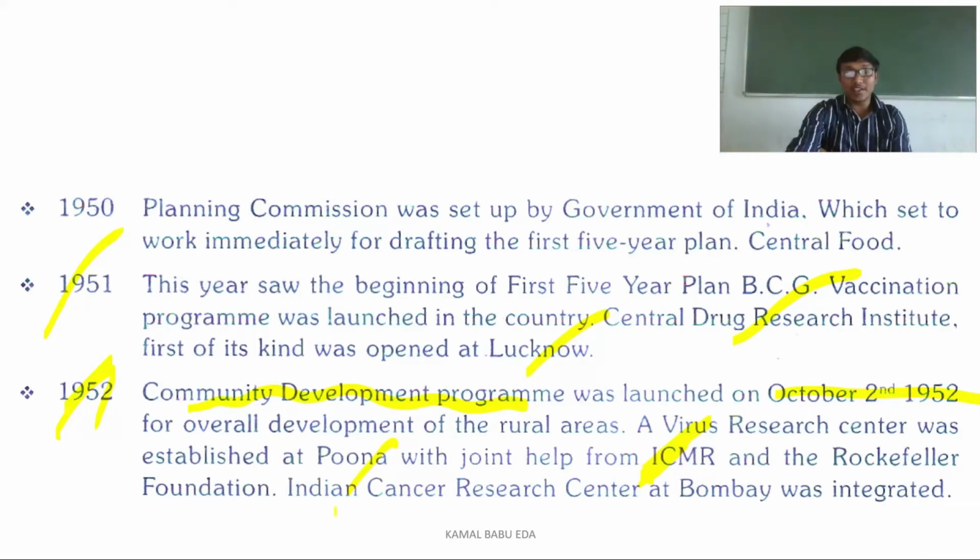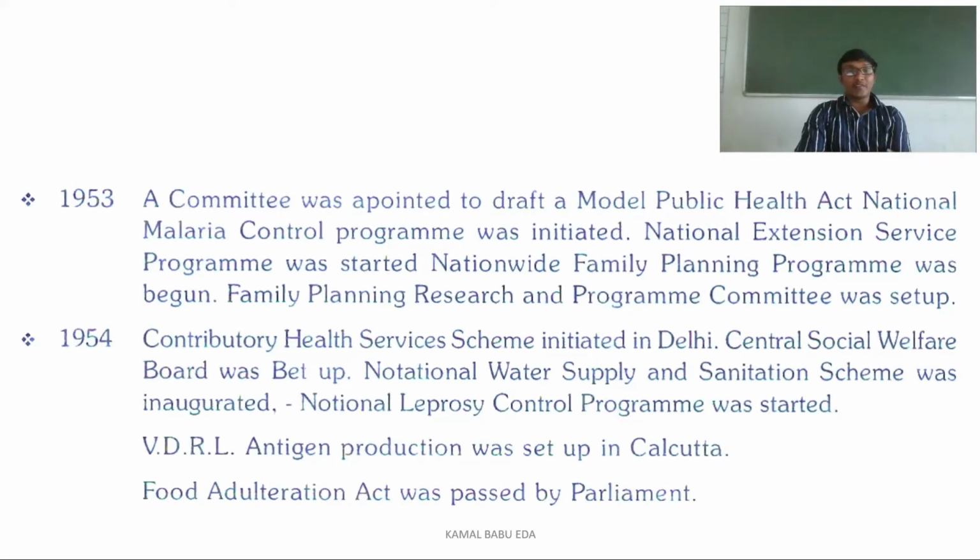And the Indian Cancer Research Center was inaugurated at Bombay. And in the year 1953, a new committee was appointed mainly to give a draft model on the Public Health Act. The National Malaria Control Program was initiated in the year 1953, and the National Extension Service Program was started nationwide. The Family Planning Program was also begun in 1953, and the Family Planning Research and Program Committee was also set up in the year 1953.